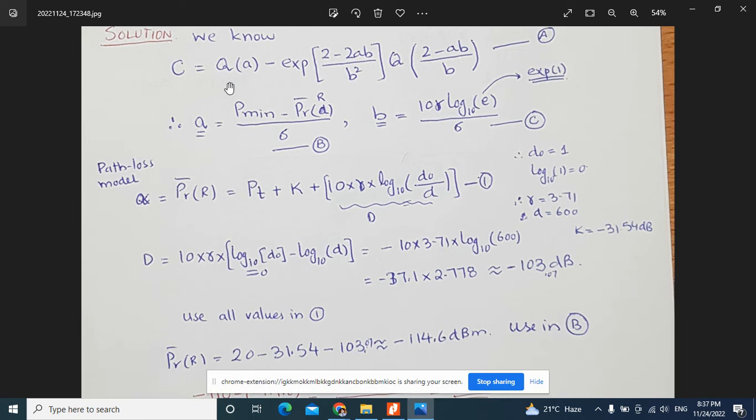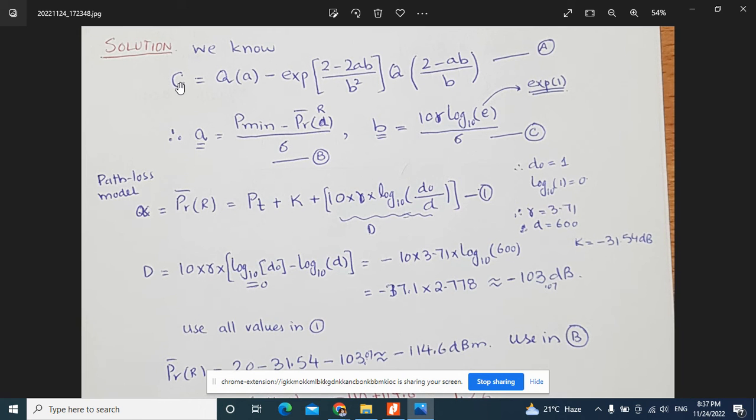Now you can easily calculate the value of this coverage area, the equation of A.